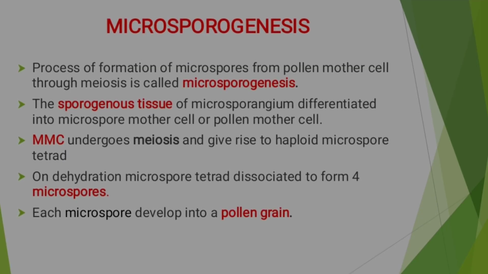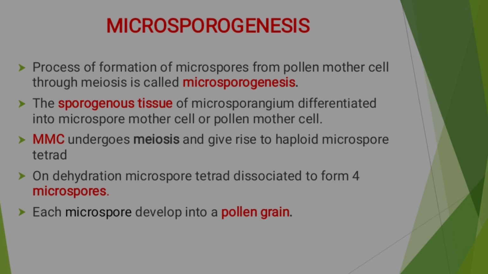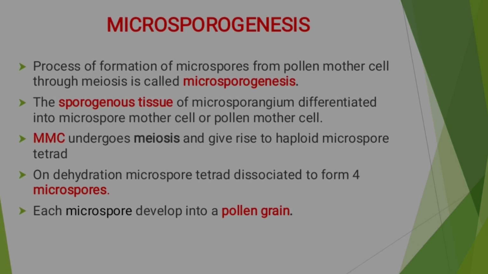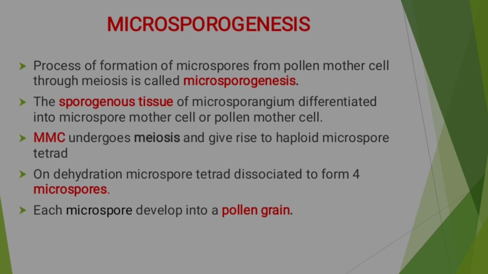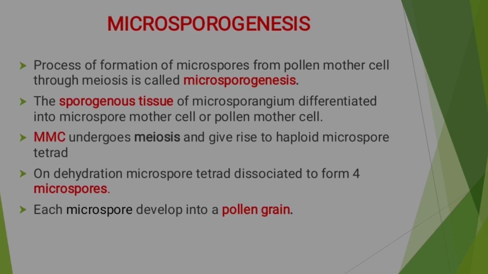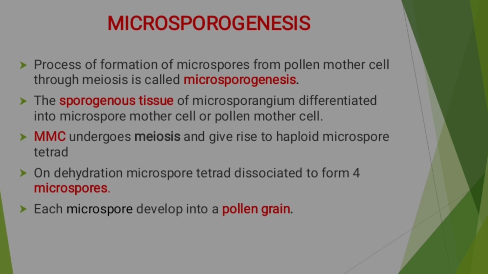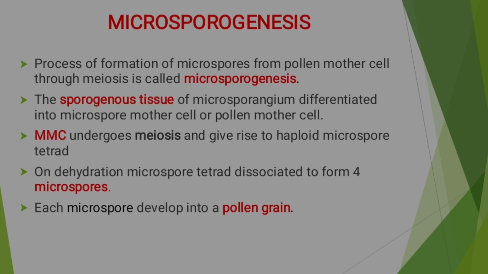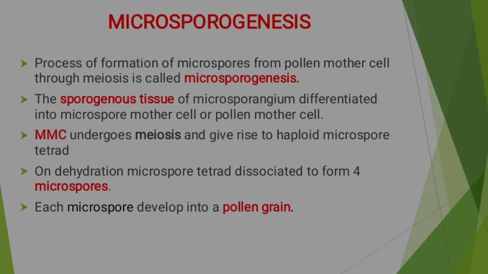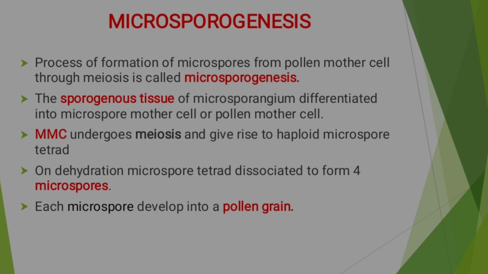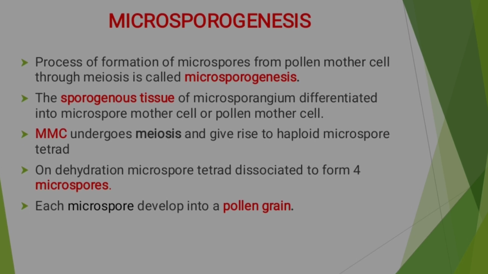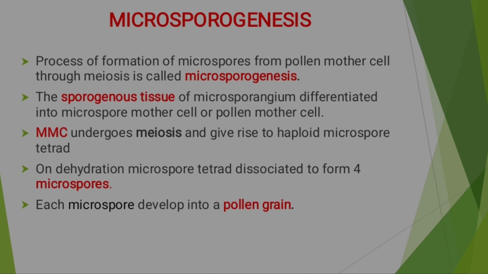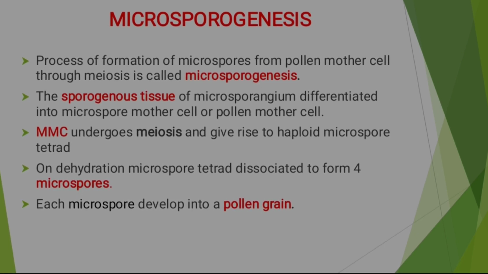Microsporogenesis. The process of formation of microspores from pollen mother cells through meiosis is called microsporogenesis. The sporogenous tissue of the microsporangium differentiates into microspore mother cells or pollen mother cells. The microspore mother cell undergoes meiosis and gives rise to a haploid microspore tetrad. On dehydration, the microspore tetrad dissociates to form 4 microspores. Each microspore develops into a pollen grain.